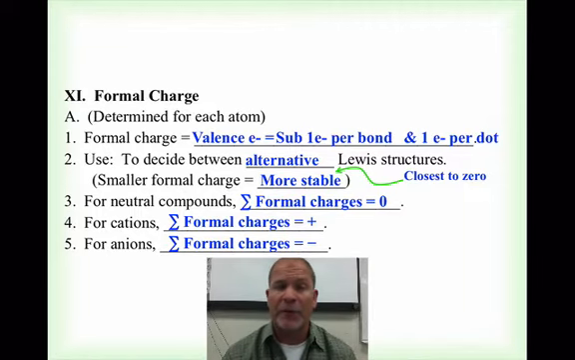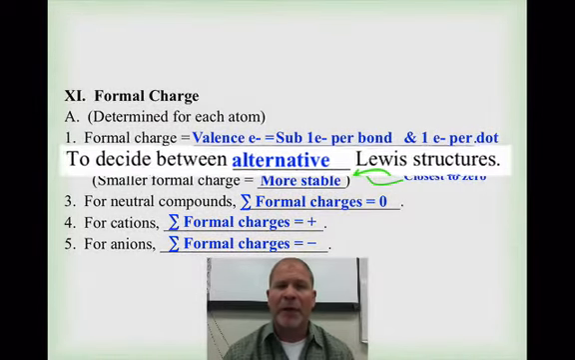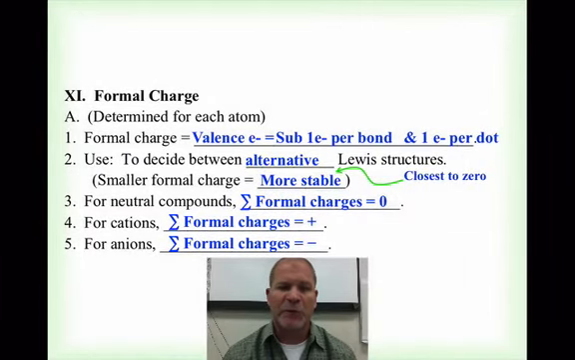We saw before that we can have two doubles, or we can have a single and a triple, and formal charge helps us figure out which one's actually more stable. So how do we do formal charge? First of all, you need a Lewis structure to be able to calculate the formal charge, and you look at each of the individual elements within the structure individually.